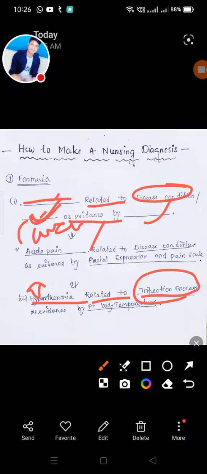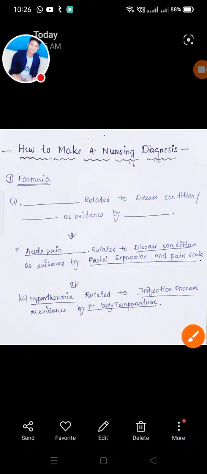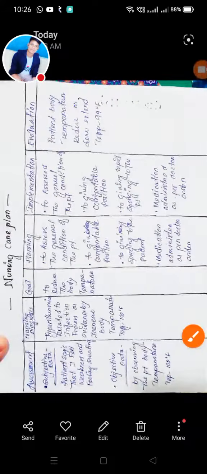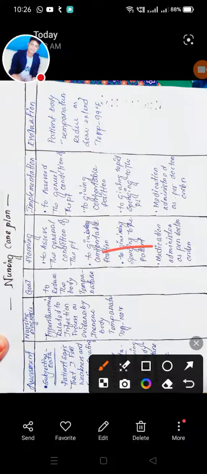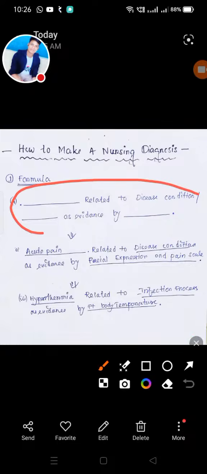Same I copy here, as evidenced by; in the last dash I fill in checking the patient's body temperature. So this is a very easy way to make a nursing diagnosis. If you remember only this formula, you can make a diagnosis for any signs and symptoms. This is the most important.